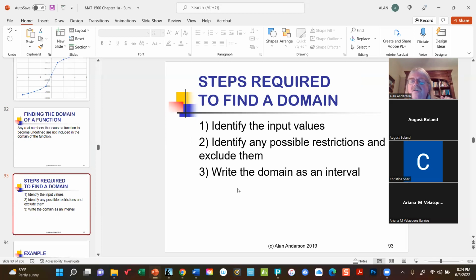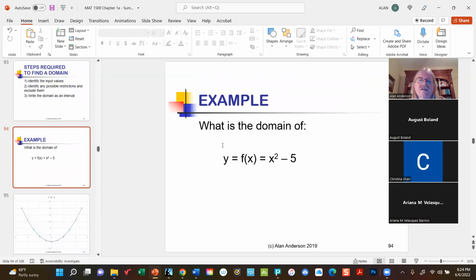You'll see what I mean when we do the first one. There's several different ways we could write the domain. One of the more common ones is to create an interval, which represents part or all of the real number line. Here's an example: What is the domain of f of x equals x squared minus 5?